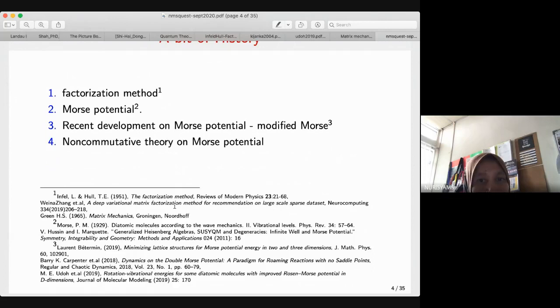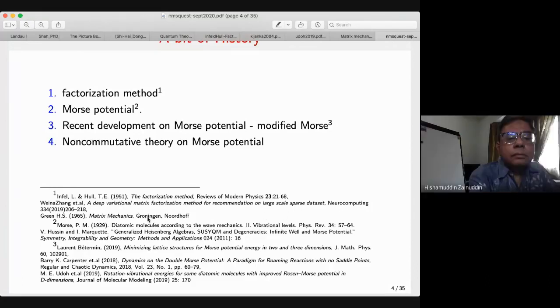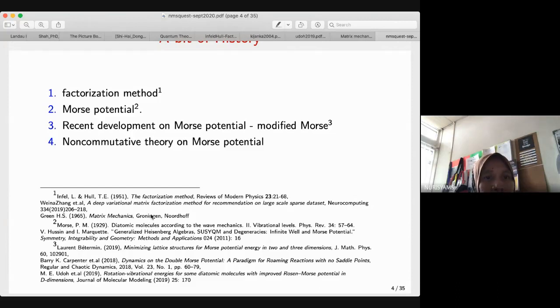Not only that, talking about recent developments on factorization methods, we can find one, but there are more at least. In this paper from 2019, they have a deep rational matrix factorization method for recommendations on large-scale sparse data sets. Apart from that, the one that I'm going to present here is taken from Matrix Mechanics by Green.